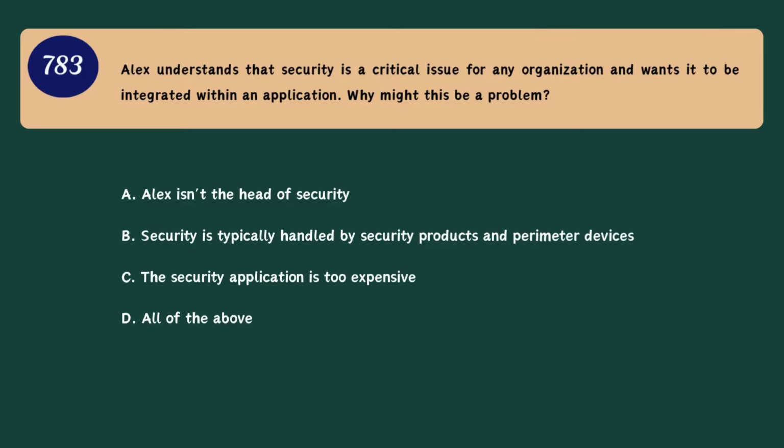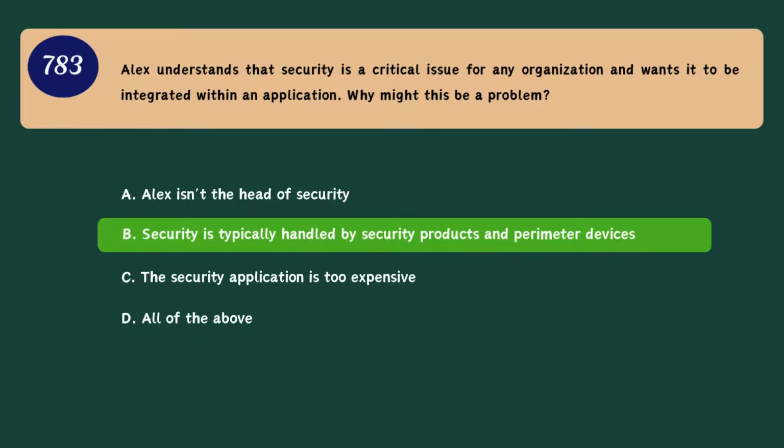Question 783. Alex understands that security is a critical issue for any organization and wants it to be integrated within an application. Why might this be a problem? A. Alex isn't the head of security. B. Security is typically handled by security products and perimeter devices. C. The security application is too expensive. D. All of the above.